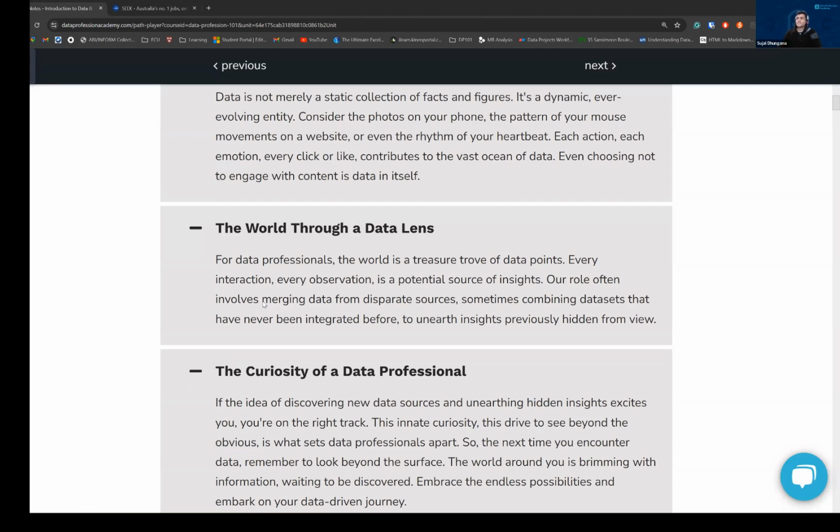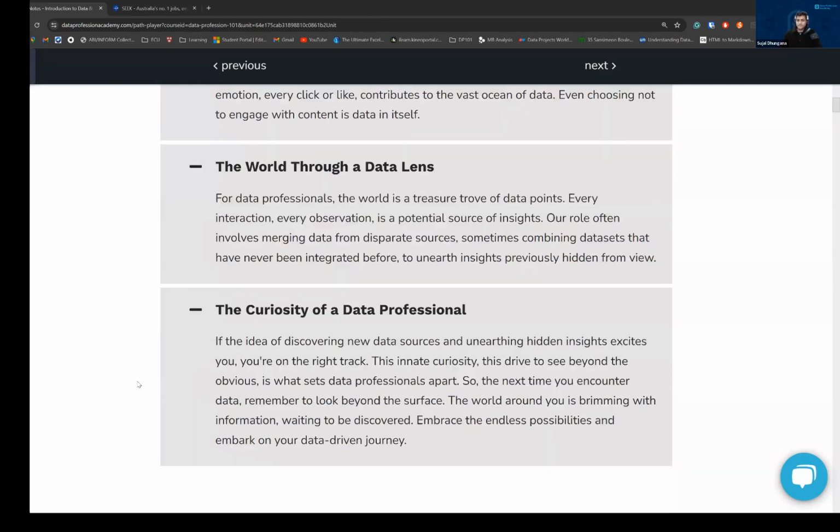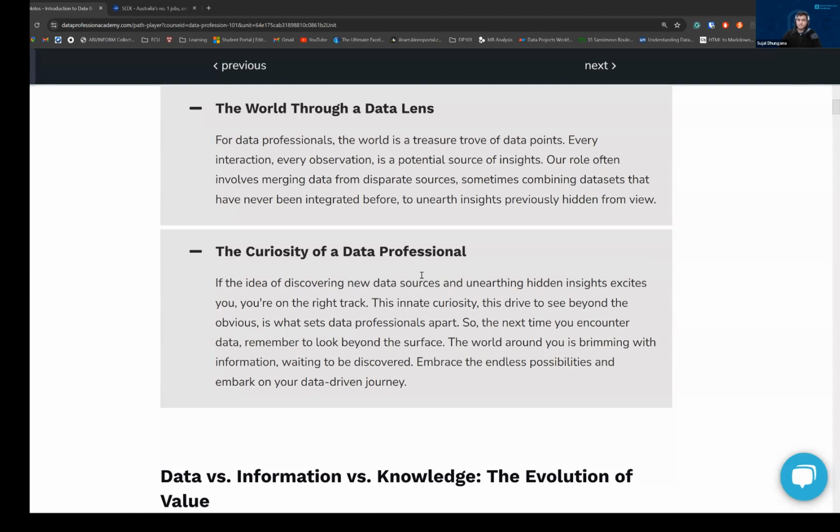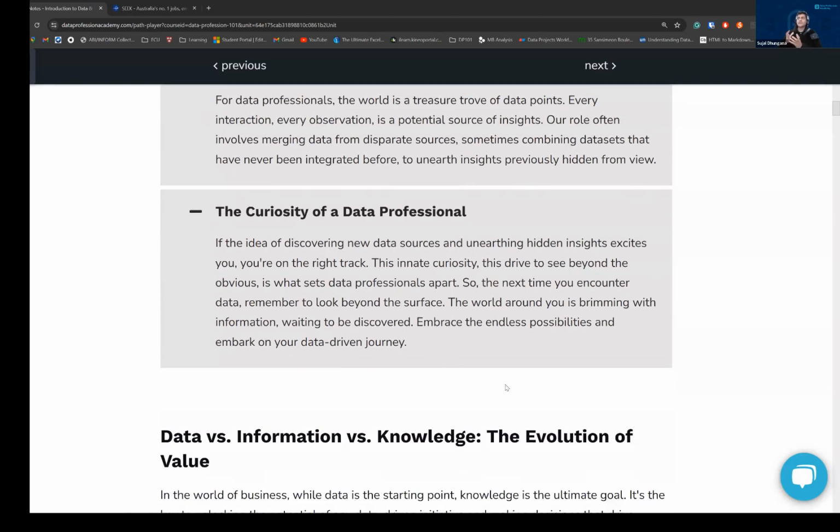And that's what being a true data professional is about: trying to find those unique or different places where interesting data might be, and trying to combine that and get a meaningful insight. That's what looking at the world through the data lens means. You are always trying to find those interesting data points that you can convert into meaningful knowledge and insights. And that's where the curiosity of a data professional comes in as well. So if the idea of discovering new data sources and uncovering hidden insights excites you, then that's exactly what a data professional needs. And if you have that curiosity, you will make a really good data professional.